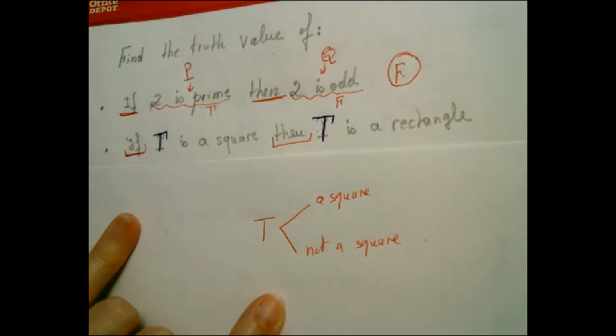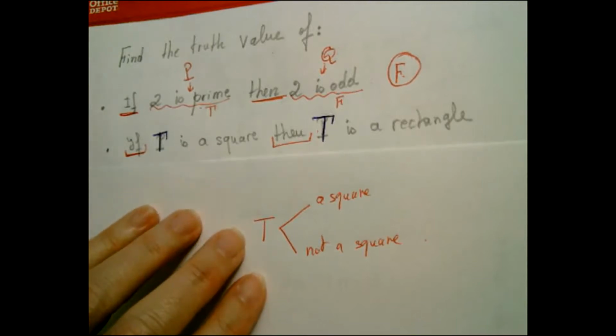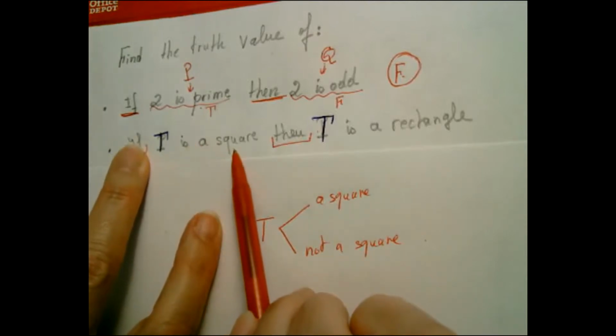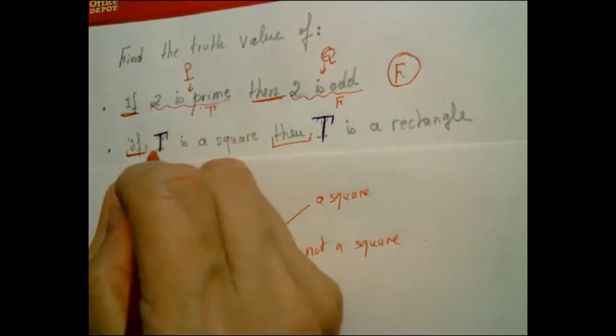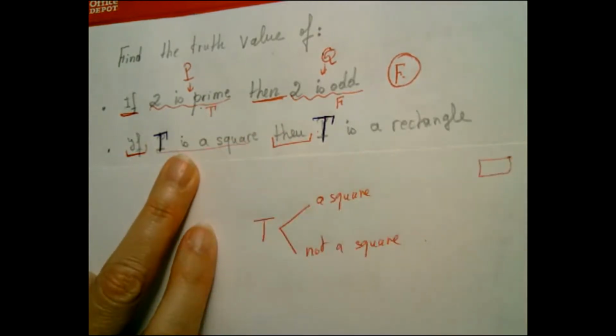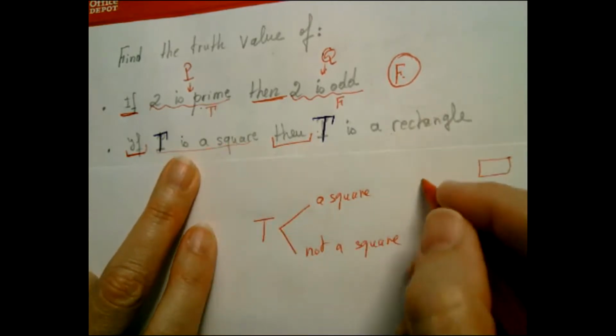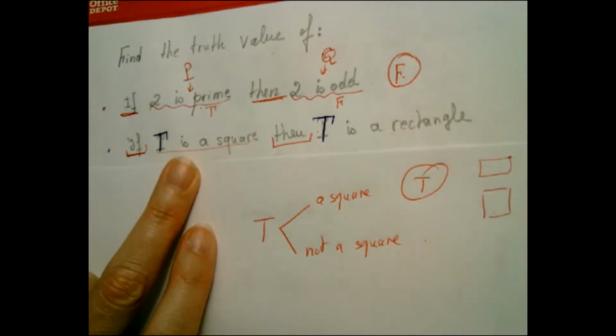Is my statement true in both cases? So you're half correct, but I want to make sure you're fully correct. Is my statement true? Oh, wait, it would be true because whether it's both true or both false, it's true? Right. Because if T is actually a square, a square is of course a rectangle. So if it's a square, it is a rectangle, so it is true.